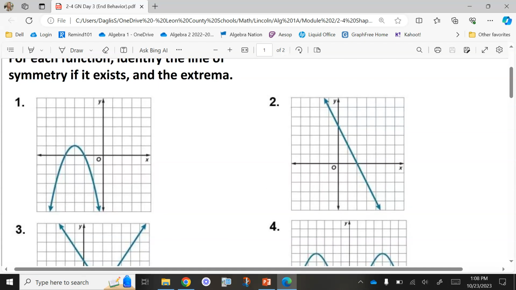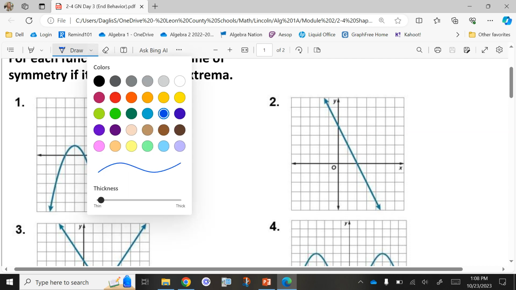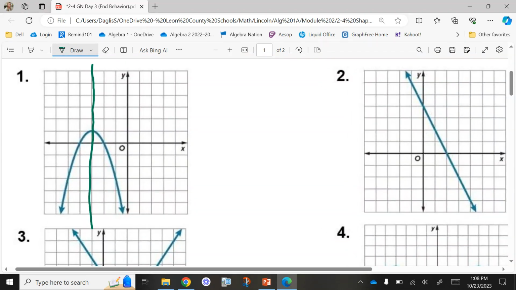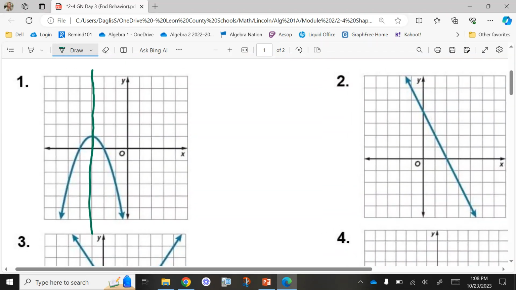All right, so number 1, is there symmetry? Could I cut this in half? Where could I do that at? Looks like right here. Almost. -3. So it is symmetric, where we have x equals -3.